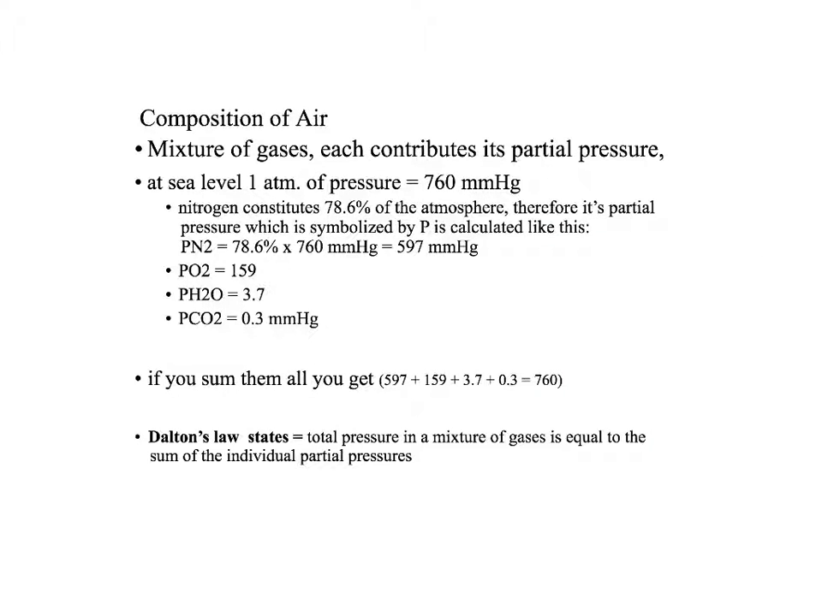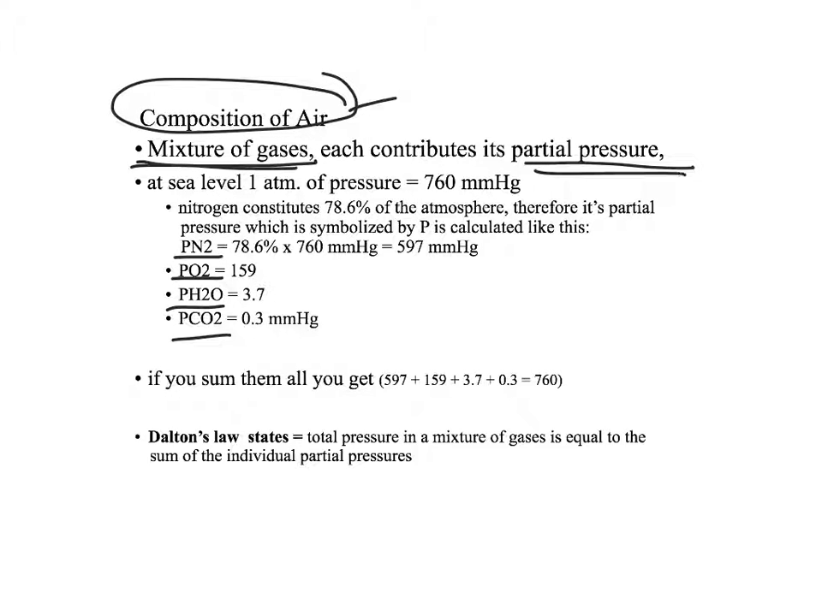Okay, so this is the part where it gets a little tricky. We have to talk about what air is made up of. You have to remember that air is not straight oxygen. It's a combination of nitrogen, oxygen, water vapor, and carbon dioxide. So it's a mixture of gases, and each gas contributes some pressure to the overall pressure of the air.